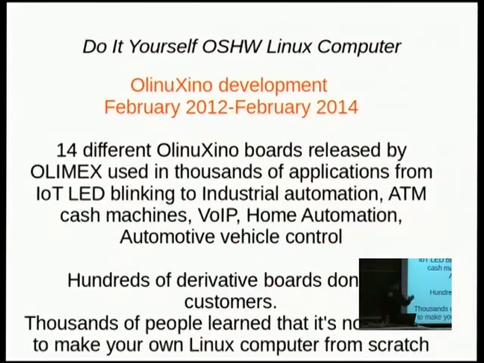So if we make one conclusion, from February 2012 when everything started till February this year, we have 14 different Linux boards, starting from 22 euro for the iMX233 board up to 65 euro for the dual core A20 board. They are used in thousands of applications, starting from blinking LEDs via internet and going to industrial automation. Even people use it in automotive. There are hundreds of derived works from our CAD files, people who made their own boards based on our design. And there are 1,000 people who learned that it is not so difficult to make their own computer at home.